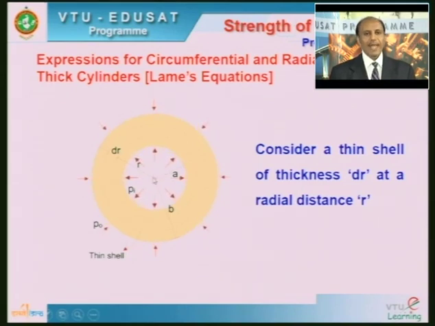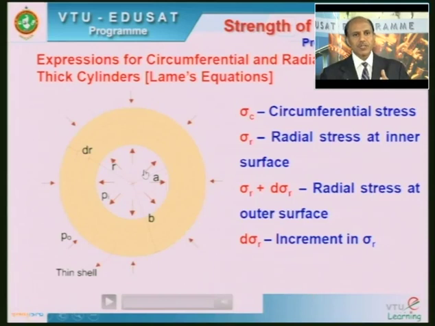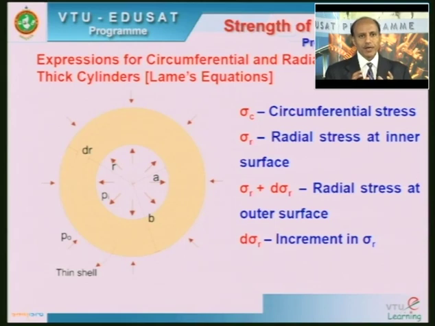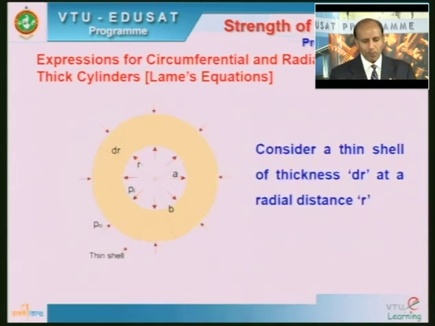Let us take a thin shell. We first understand that this particular cylinder is made up of a number of thin shells of thickness dr, as you can clearly see. We are taking one thin shell at a radial distance r. That means this radius is going to vary from small a, the internal radius, to small b, the external radius, and we are taking a small thin shell of thickness dr. This is important.